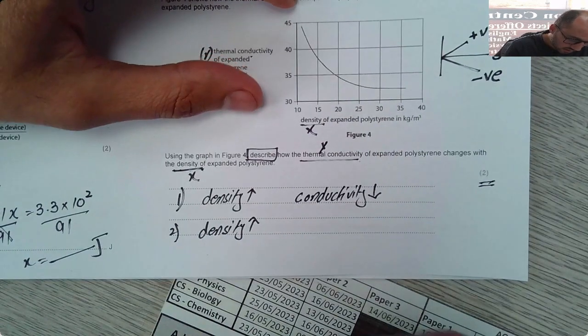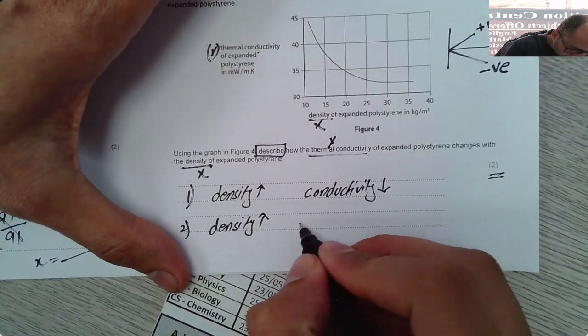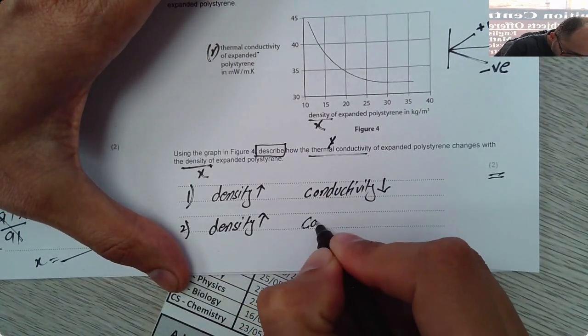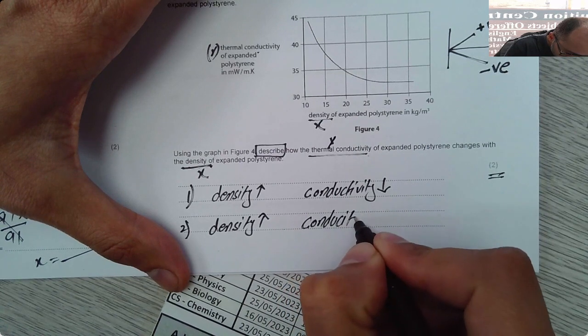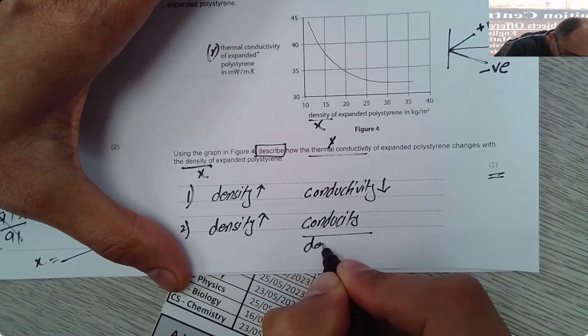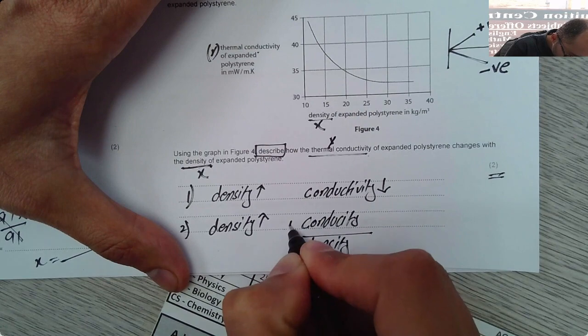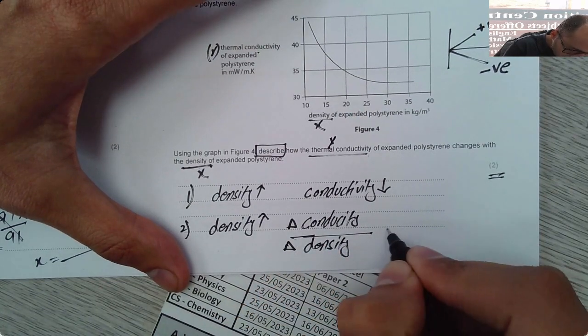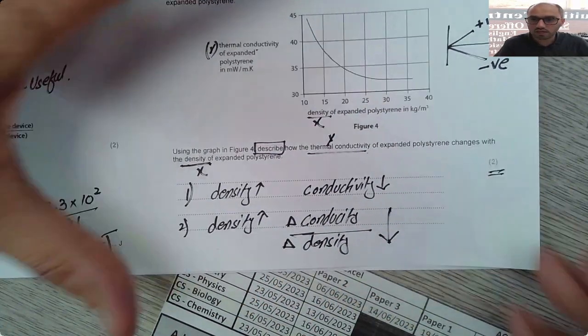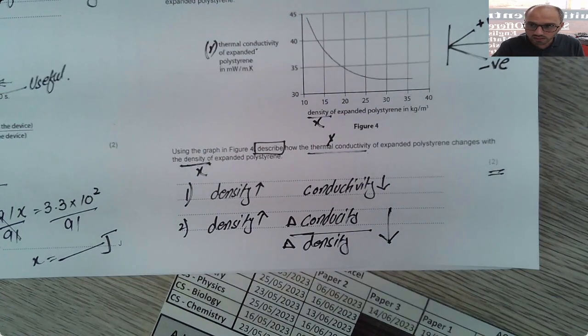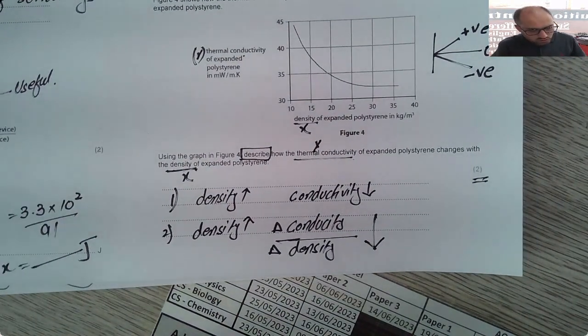So I can say as density increases, the change in conductivity over density, but you have to say change, right? Because it's the change, it will decrease. And that will get you the second mark as well. Let's move on to the next question.